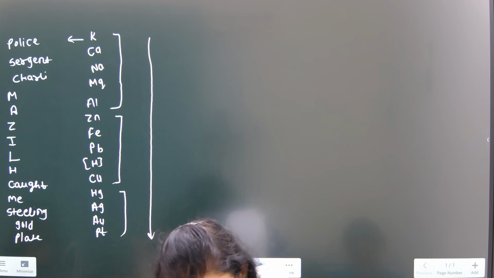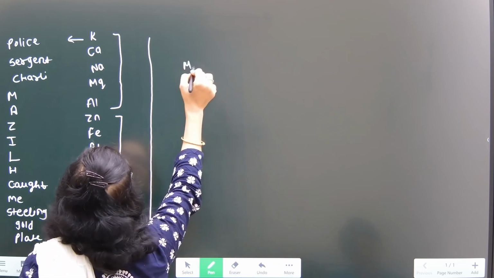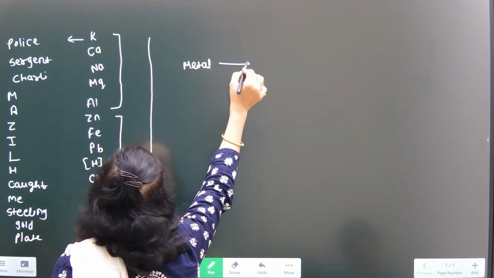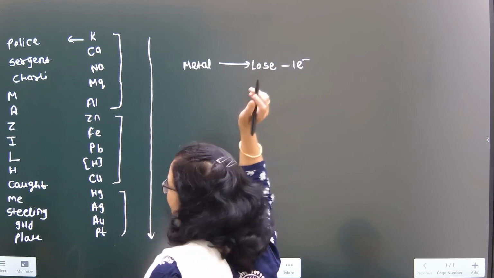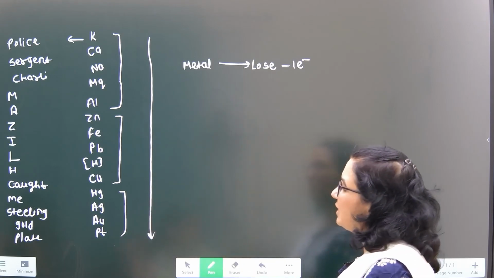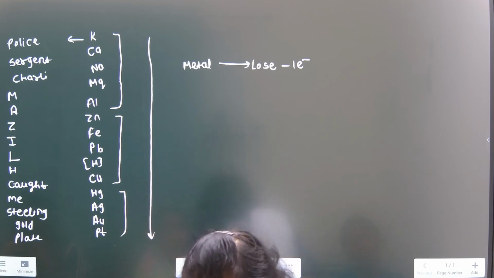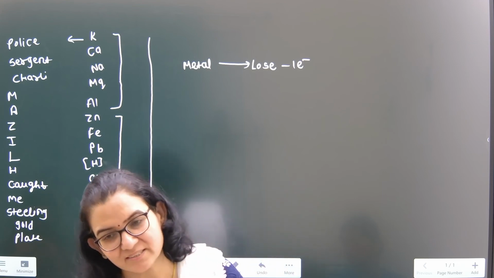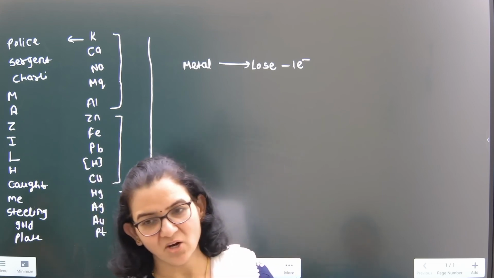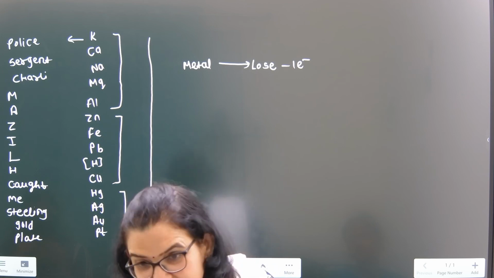At the top of the series, these metals will lose electrons, one electron. In the middle they behave differently. When a metal loses electrons, that is called oxidation. And what do they form? Okay, cations and anions.